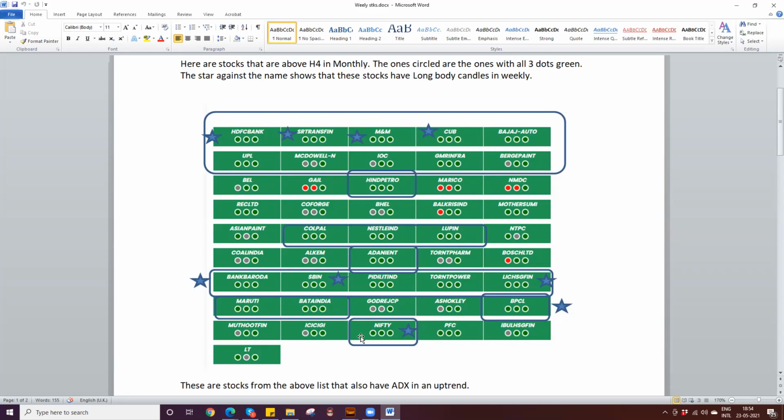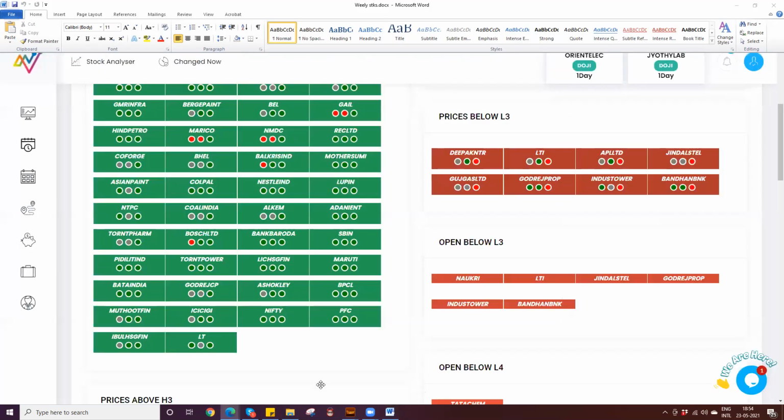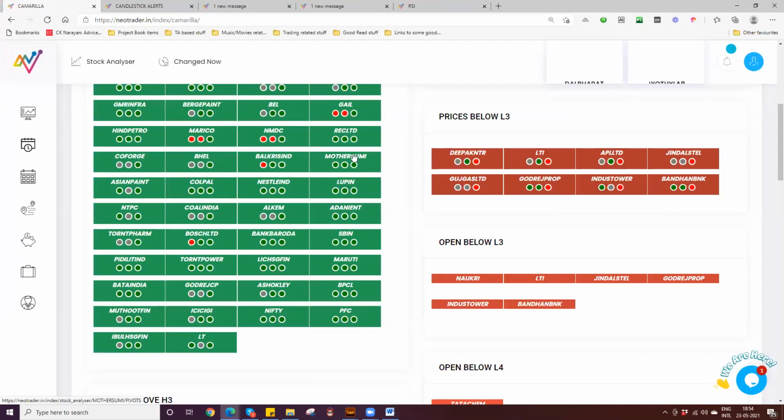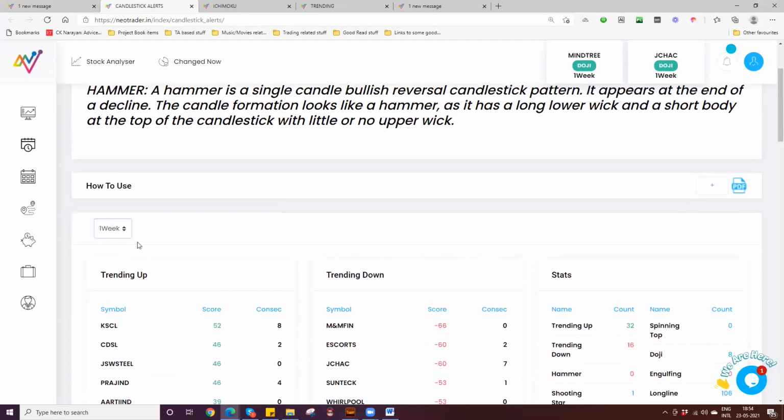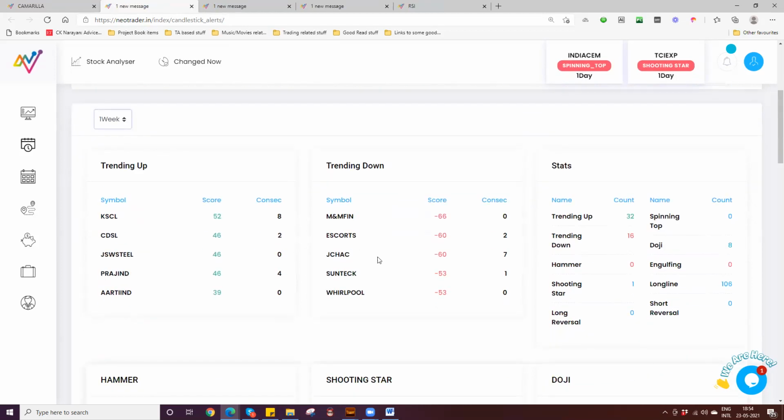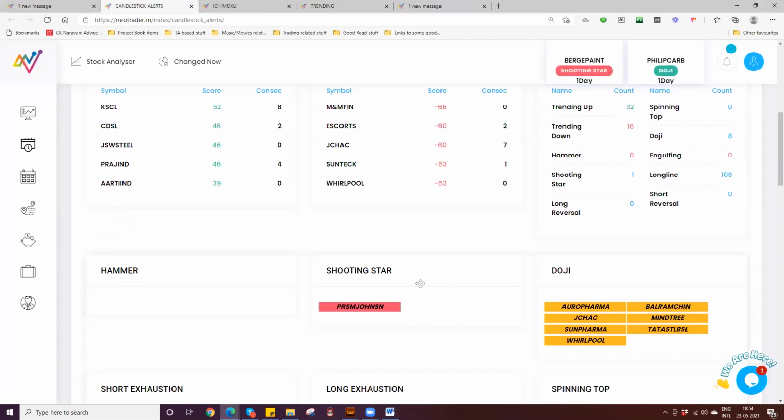strength. So the second step that you have to take after you finish this, right, is let's go to our NeoTrader screen again. The second step that you are going to take is go to the candlestick page, right? In the candlestick page, what you need to do is go and set the time frame to weekly, right? So it will give you now weekly candlesticks, weekly candle patterns, weekly candle trending up and down. All the statistic pertains to the weekly candle.